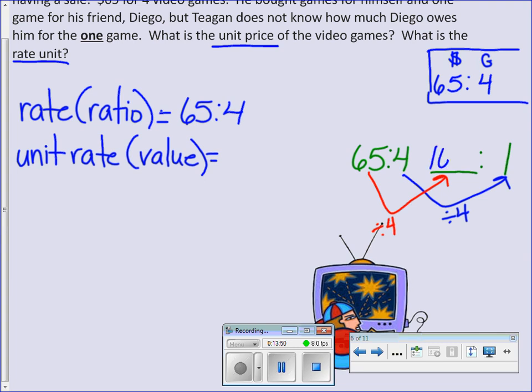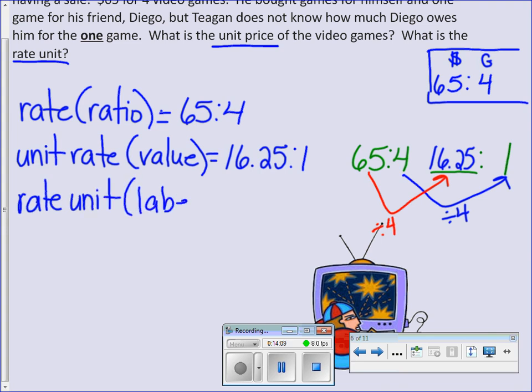And 1/4 or 16.25. 16 points. Since it's money, let's keep it with the decimal. So the unit rate is 16.25 to 1. But what does that mean? That's where the rate unit or label comes in.